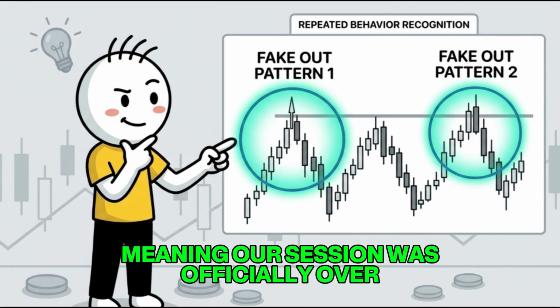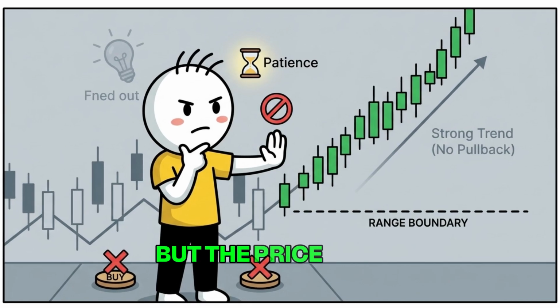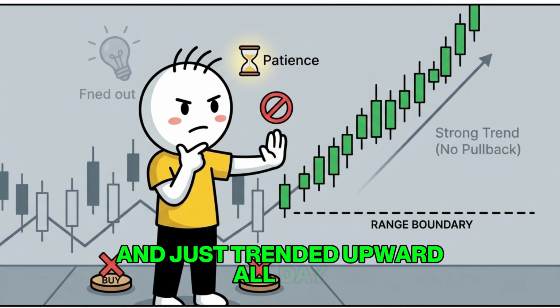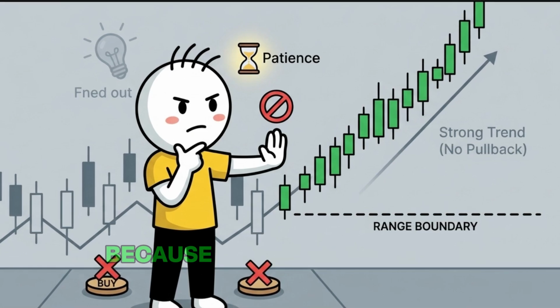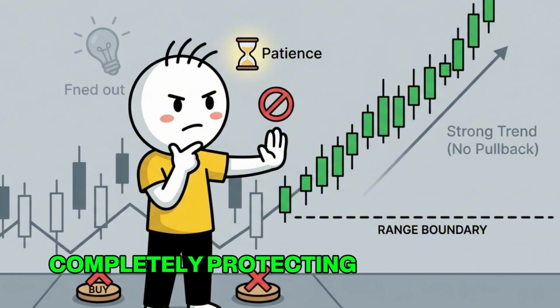After that, price broke above the range and stayed out there until the day ended, meaning our session was officially over. On the 3rd day of our Forex test, we marked our 4-hour range, but the price broke above the high and just trended upward all day without ever closing back inside. Because it never re-entered our boundaries, we didn't take a single trade, completely protecting our capital.